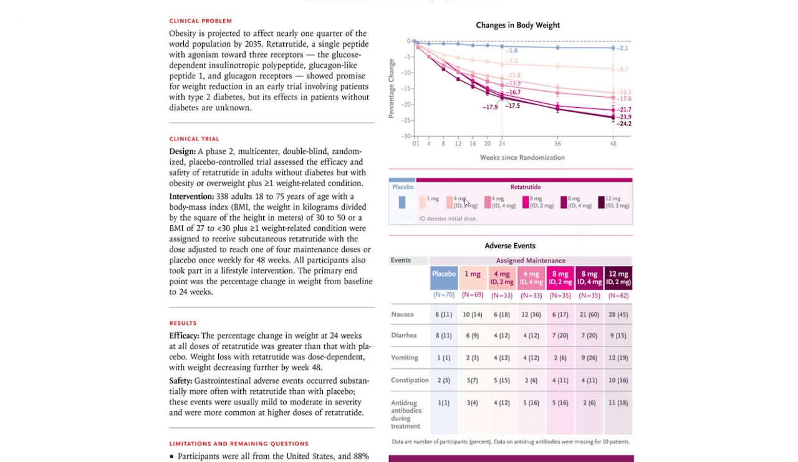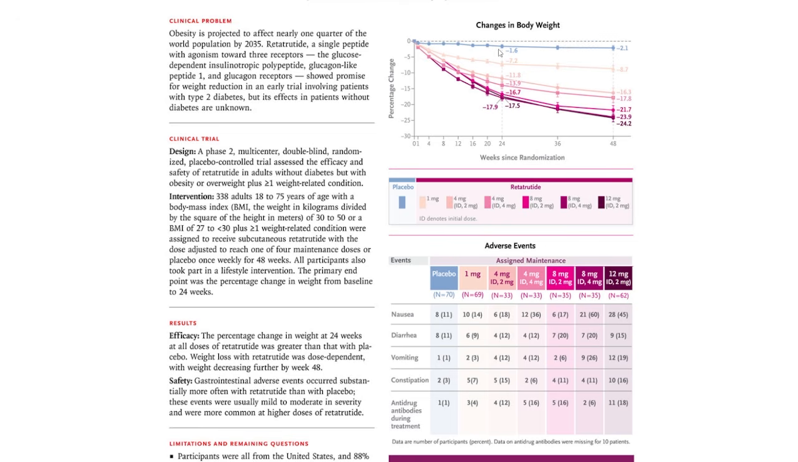ID denotes initial dose. So they started at 2 milligrams and increased to 4 milligrams. A group that started at 4 milligrams and stayed at 4 milligrams. A group that started at 2 milligrams went to 8 milligrams. A group that started at 4 milligrams went to 8 milligrams. And a group that started at 2 milligrams and went to 12 milligrams over the course of this trial.